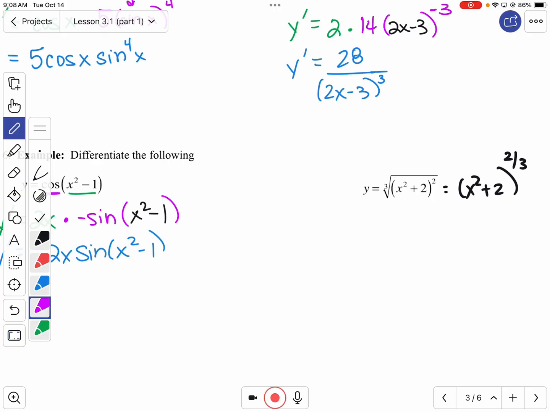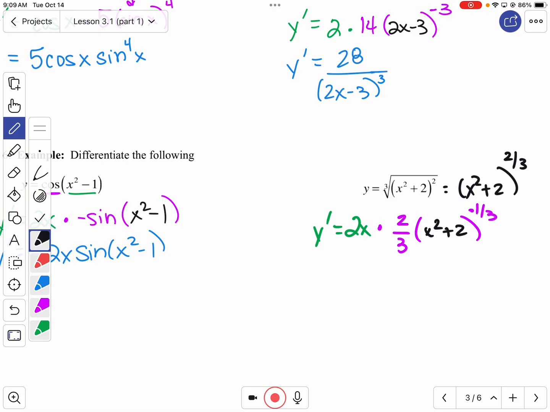So let's walk through it. What would be the derivative of the inside? 2x. The derivative of the outside, so something to the 2/3, right? What would your coefficient be? 2/3. What exponent would you get? Negative 1/3. 2/3 minus 1 is negative 1/3, and we keep our inside the same, which was x squared plus 2.